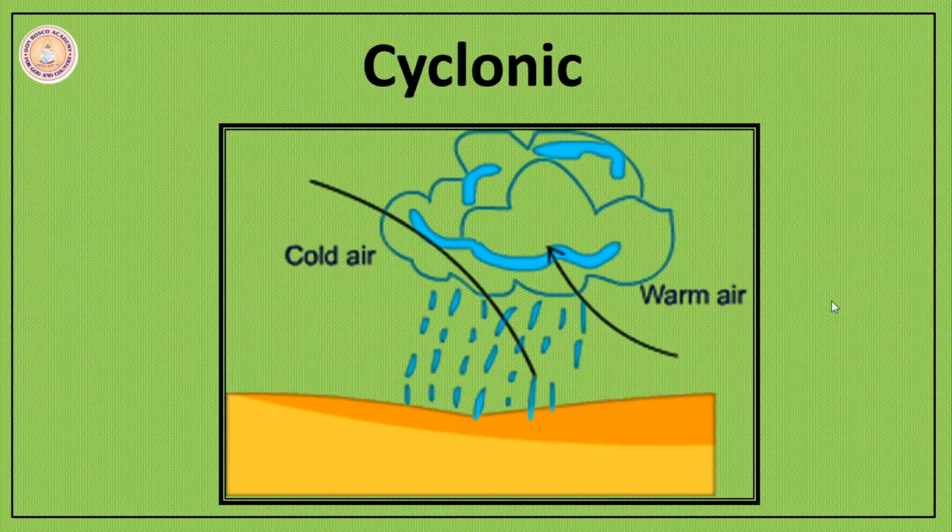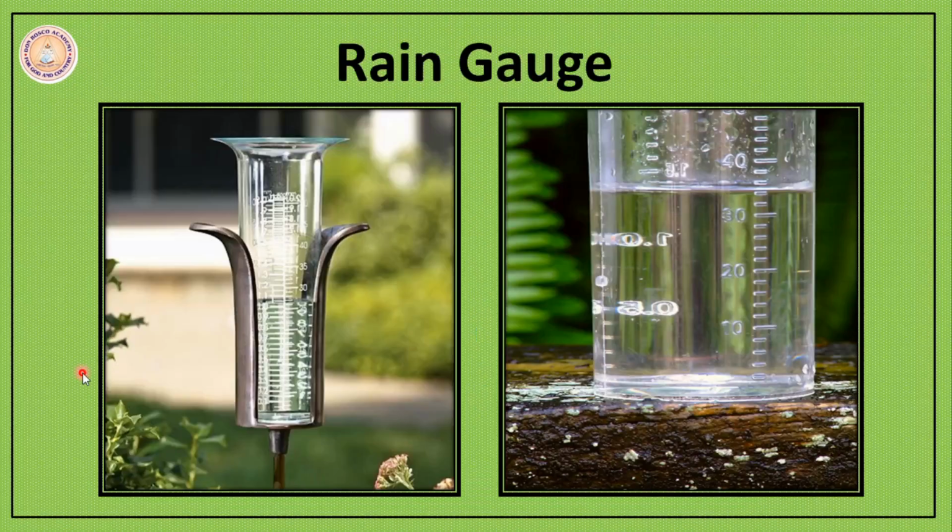Now, rainfall is measured with the help of a rain gauge. You can see a glass container which is graduated, and it is kept outside. It is always kept away from buildings or trees so that water from the building or the tree, when it rains, does not enter the rain gauge. Then it will give a distorted or a wrong reading. So a rain gauge is used for measuring the rainfall.